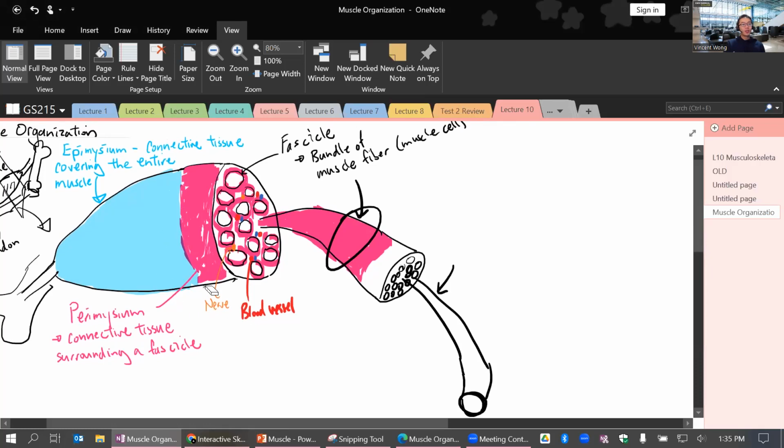That's a good try. This whole thing is a muscle, okay? A muscle contains a bunch of fascicles. These are fascicles. And a fascicle is a bundle of muscle cells. So when I pull out the fascicle and then I pull out one of these things, this thing that I just pulled out, that is actually a muscle fiber. Okay, a muscle cell.